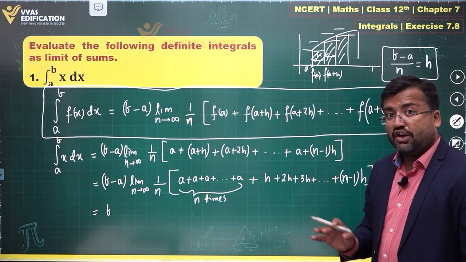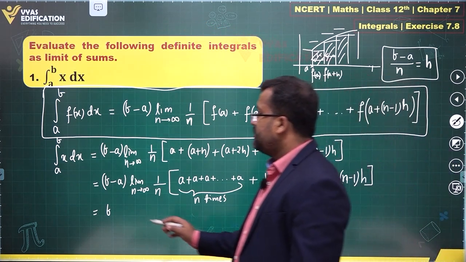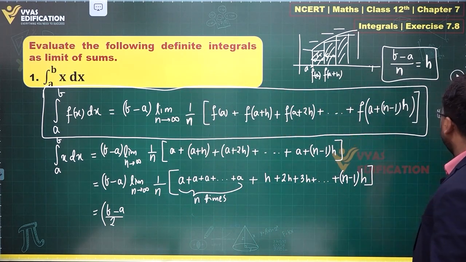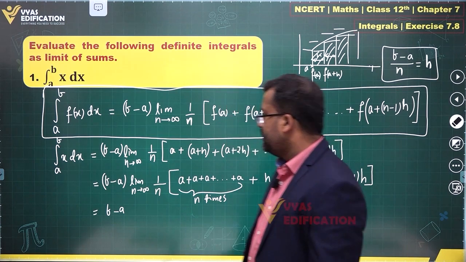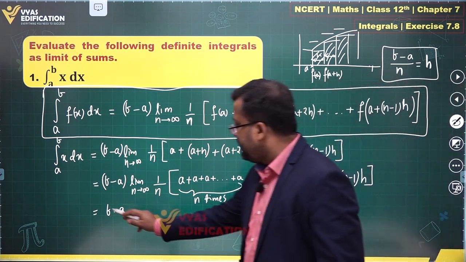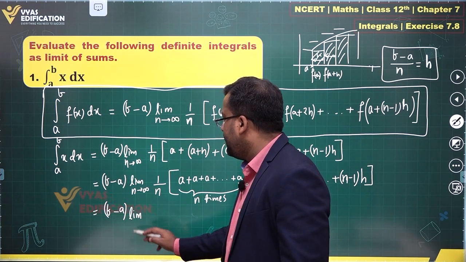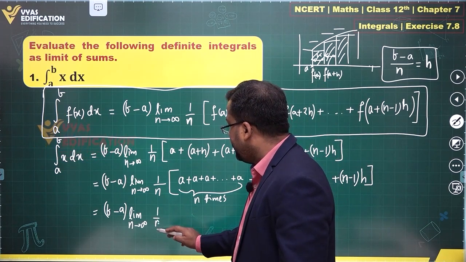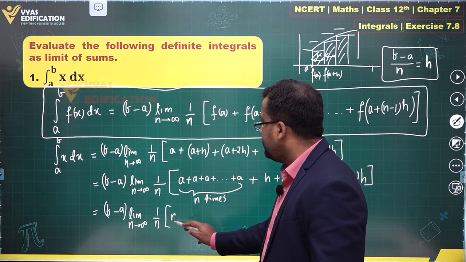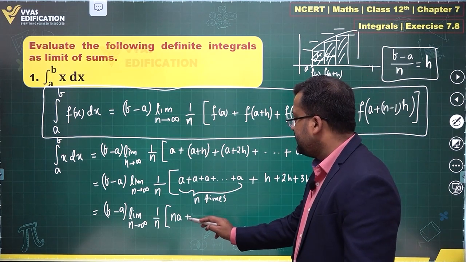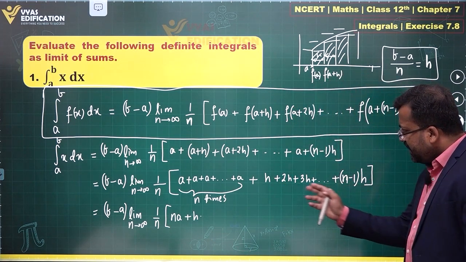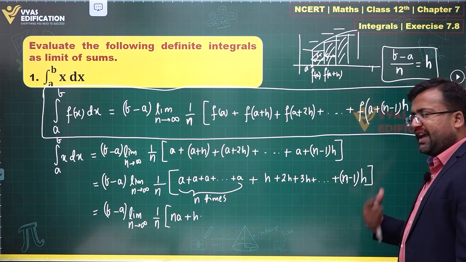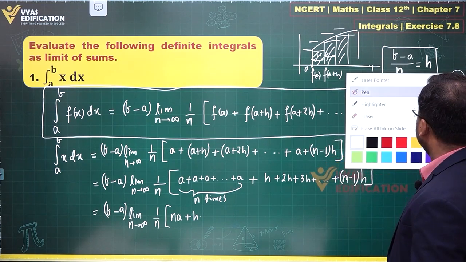Mind you, just the steps look long. They are very easy, by the way. There's no need of that 2 over there, so b − a is what we are interested in. The limit as n tends to infinity, 1/n is already there, and in the brackets, this is n times a, which becomes na, plus h times (1 + 2 + 3 + ... + (n − 1)). And the sum of those terms.